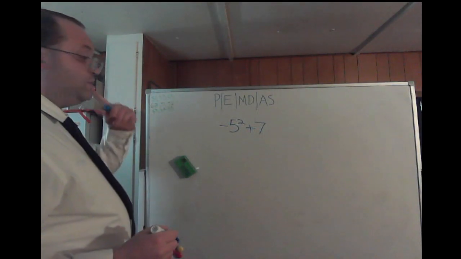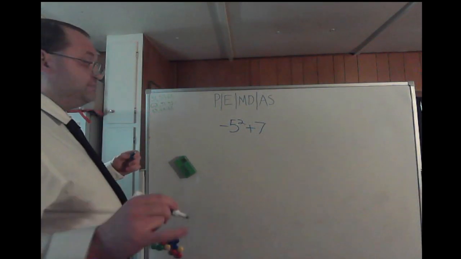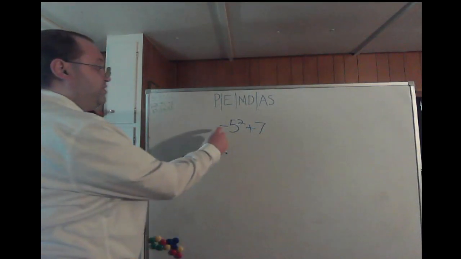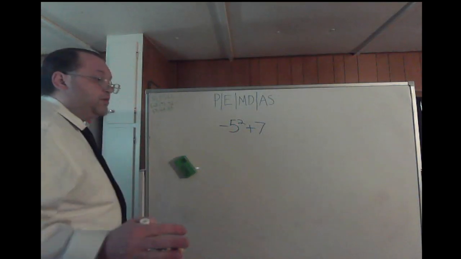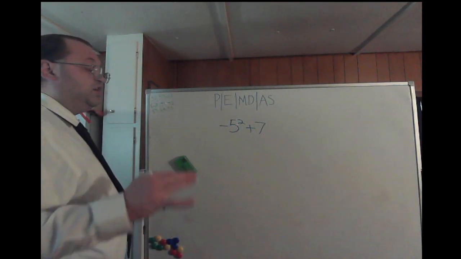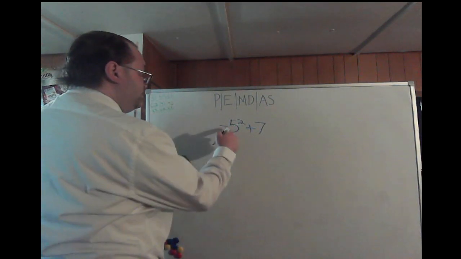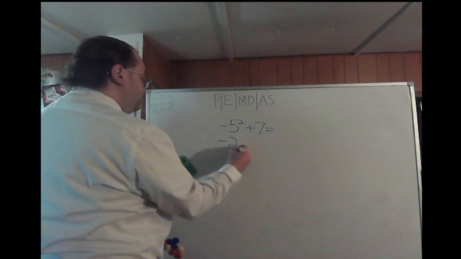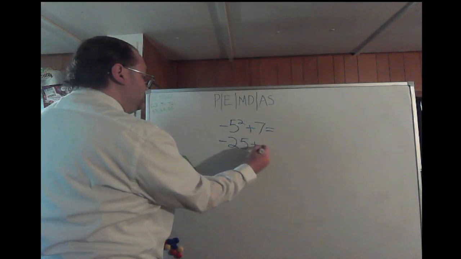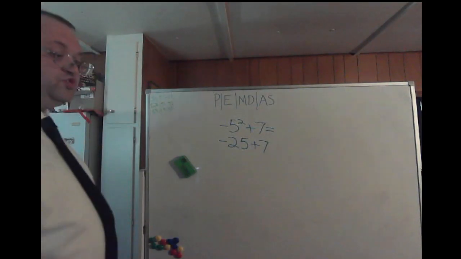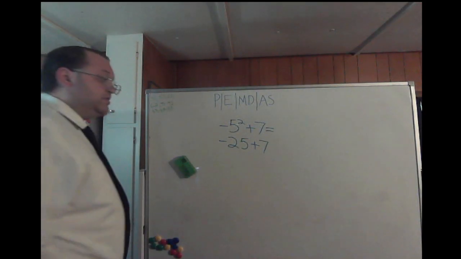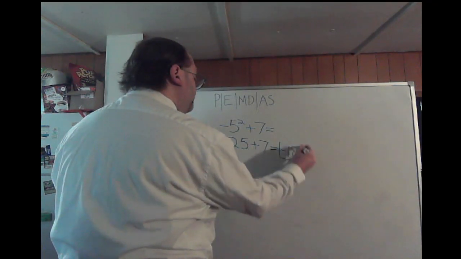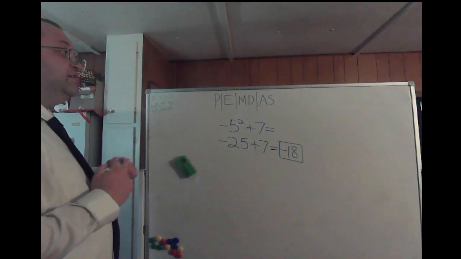Well, again, according to the order of operations, we're going to deal with our exponents first. We have no parentheses, so let's move to exponents. Remember, whenever you take a negative number to any power without putting parentheses, it's always going to be a negative number. So negative 5 to the second power is equal to negative 25 plus 7. So now you're just left with a simple addition problem. Negative 25 plus 7 happens to be negative 18. So the answer we're looking for here is negative 18.